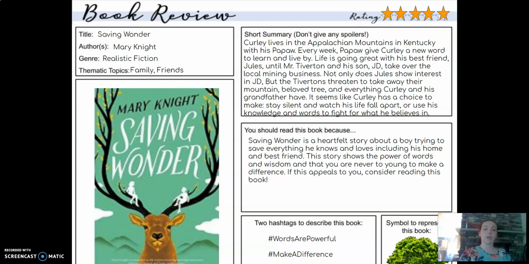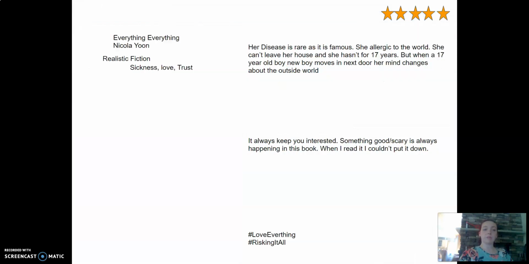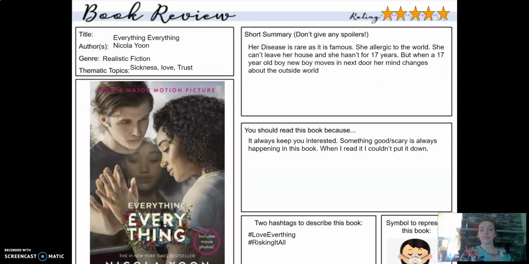This is Saving Wonder, The Sweetest Sound, Everything, Everything. I actually personally love this book. I read it a couple of years ago when it came out, and it has also been turned into a movie, which seems to be a bit of a recurring theme with some of these books. For example, Lord of the Rings was The Fellowship of the Ring. Harry Potter has been turned into a movie.